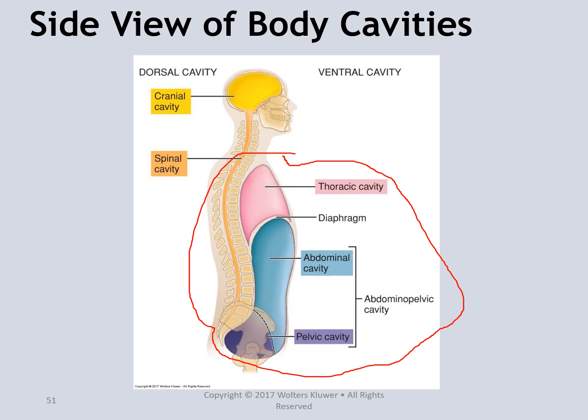Below the diaphragm, you have the abdominal cavity and the pelvic cavity. And because these two meld into each other, we usually just call it the abdominopelvic cavity, one huge big cavity.